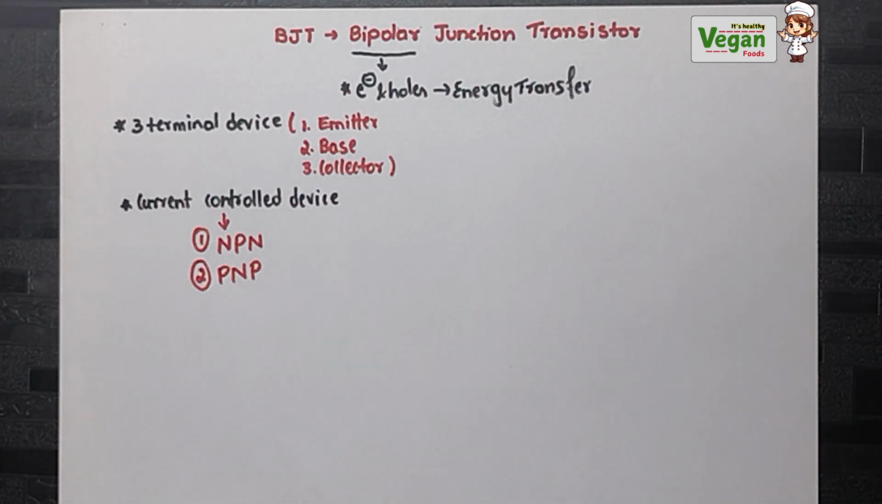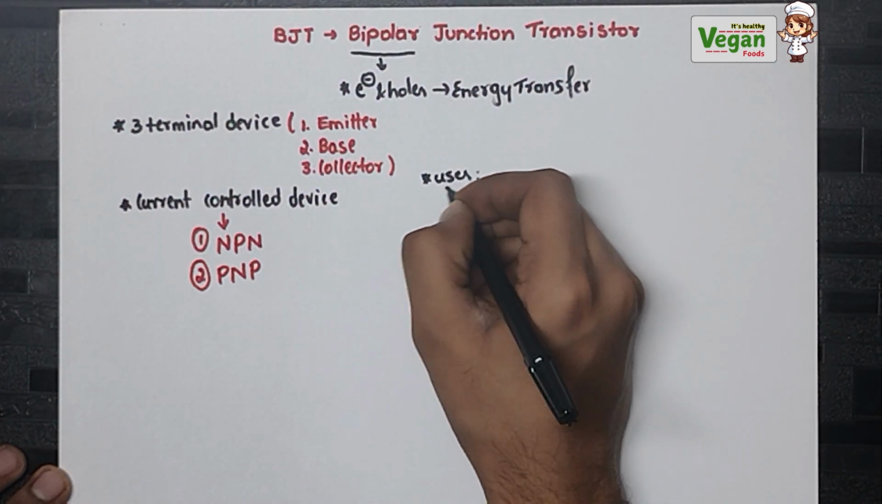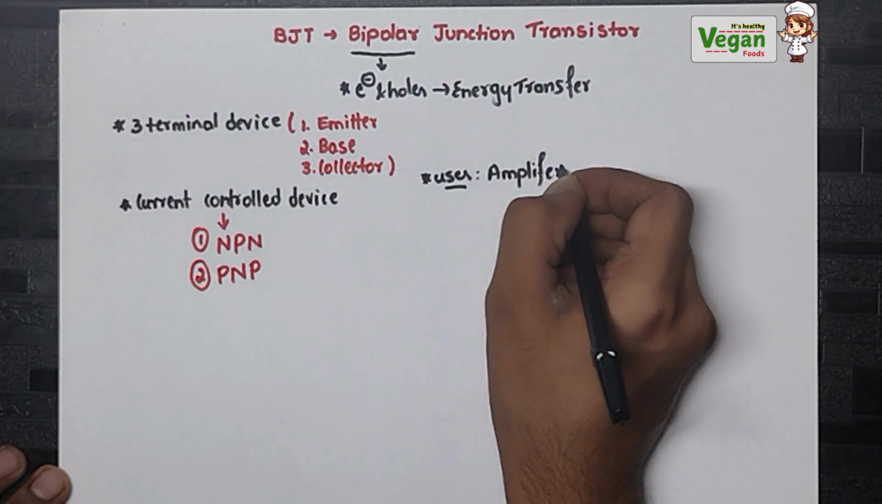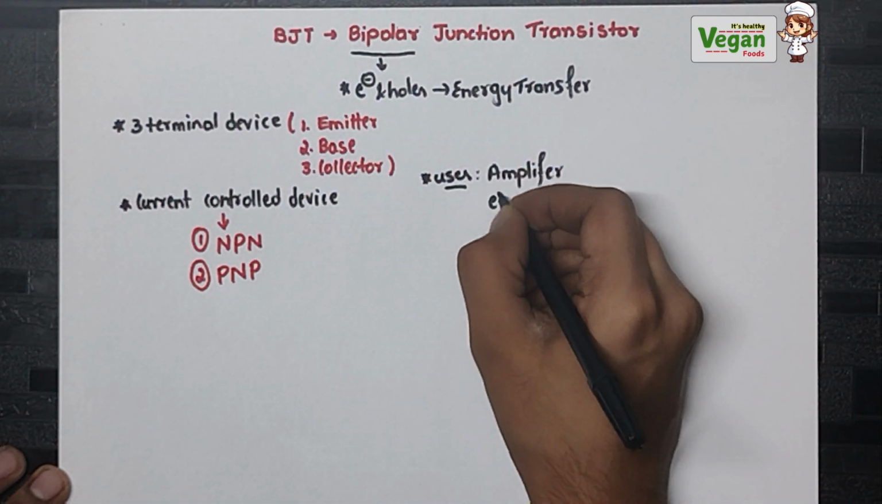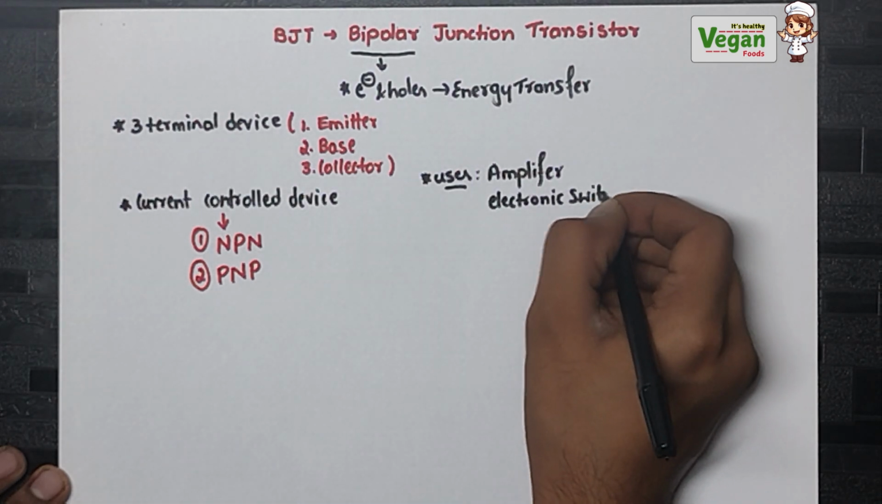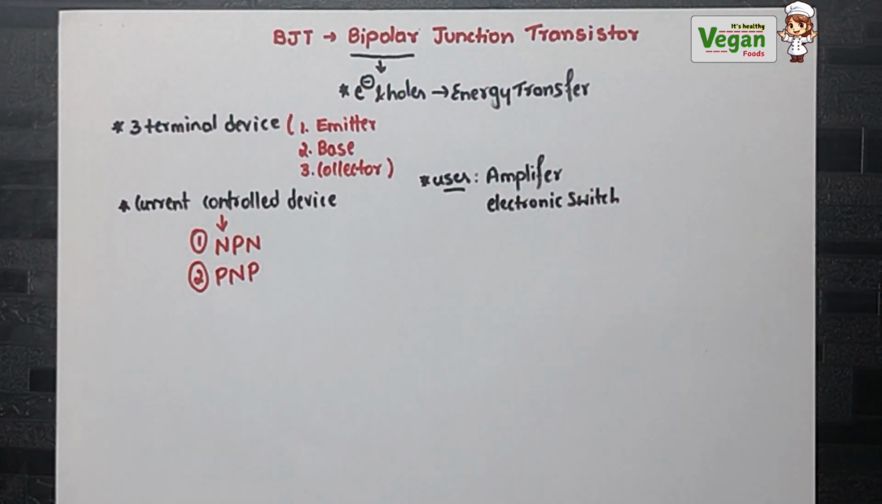So if we see the use cases of this bipolar junction transistor, these are used in amplifiers, and these are used in electronic switches. In the next video, let's discuss how this transistor can be used as an electronic switch. So in NPN and PNP, I said N type and P type semiconductors are used.